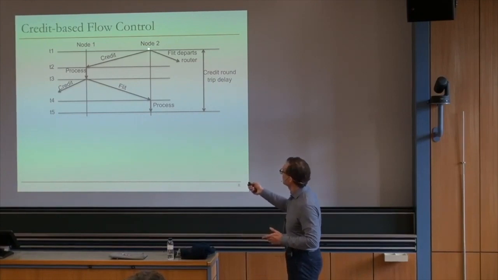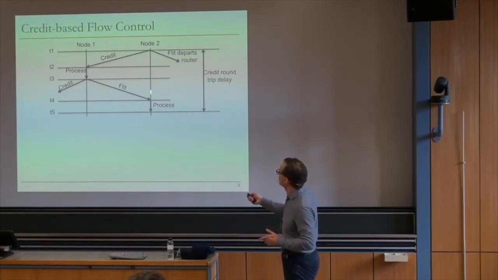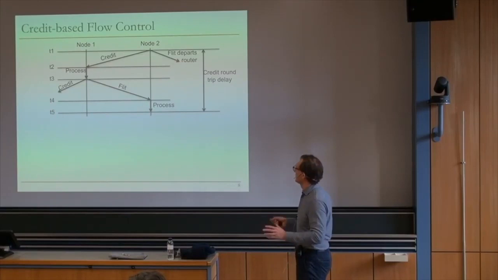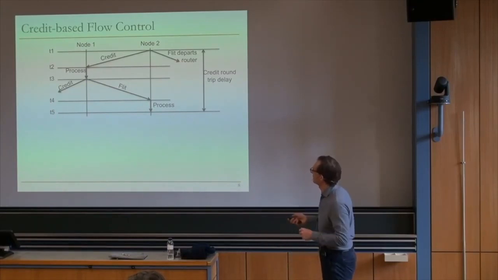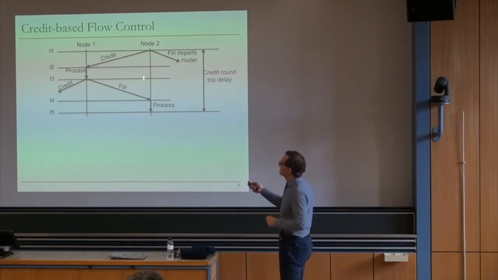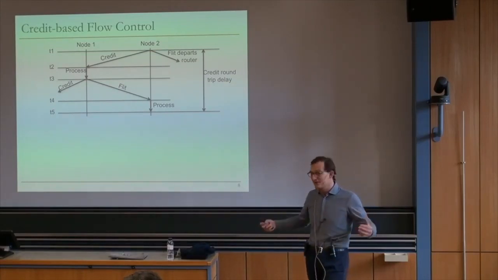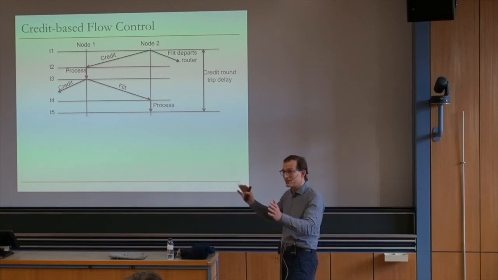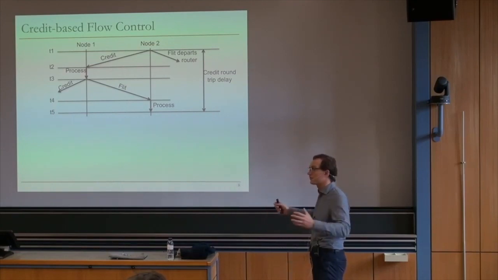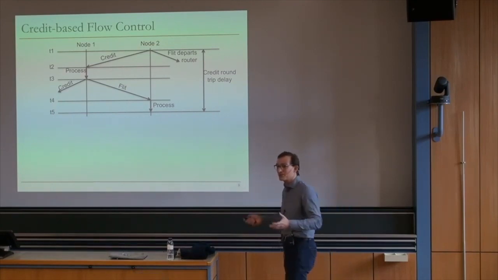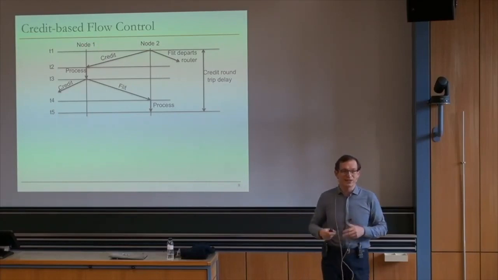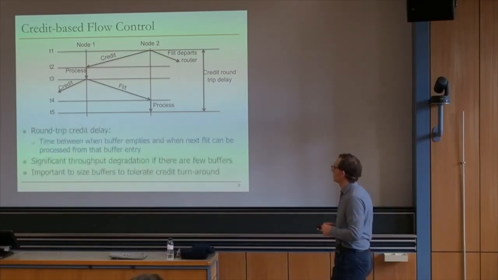So from here to here, your buffer is really empty, for all practical purposes. So you're underutilizing this buffer because of this credit round trip delay. Plus, on top of that, this is just one node and two nodes communicating. So you need to over-provision your buffers. This is why buffering becomes a little bit unwieldy if you want to have high performance.